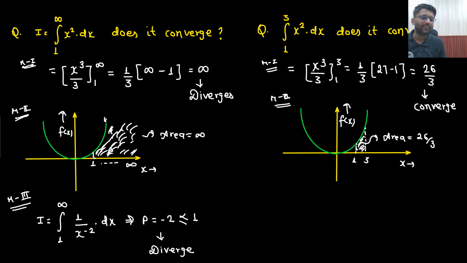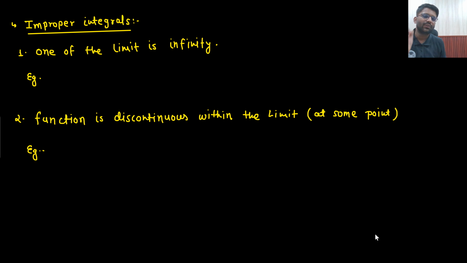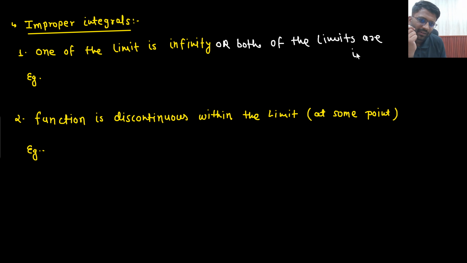So the next topic is our continuation of this topic only, which is known as improper integral. What is the meaning of improper integral? So there are two kinds of improper integral. If one of the limits is infinity or both of the limits are infinity.